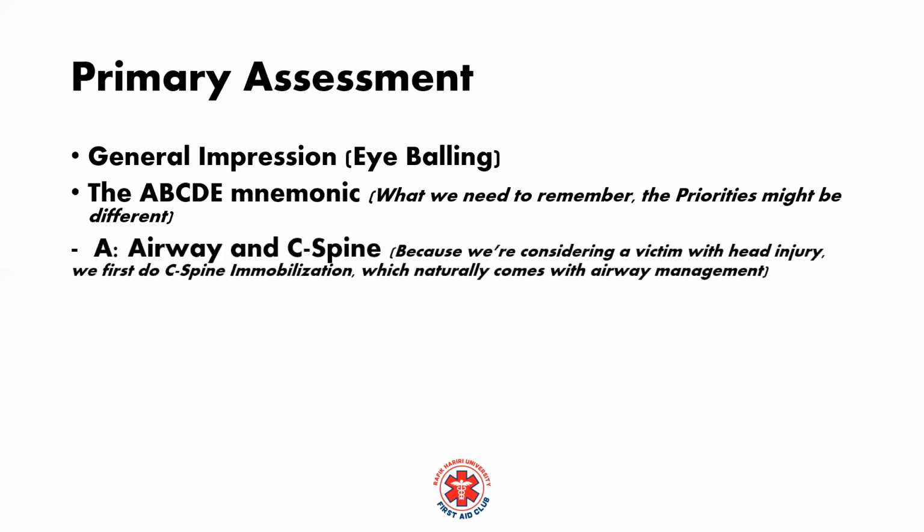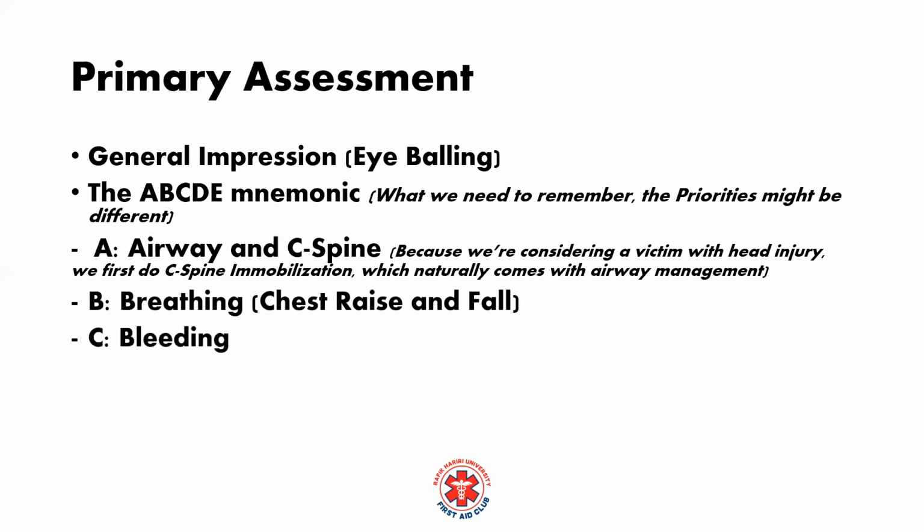A is for airway and C-spine, because when we consider any patient with a head injury, the first thing we have to do is spinal immobilization, which we call MIAS or MILS, which naturally comes with some sort of airway management. B for breathing, chest rise and fall. Bleeding, which is part of circulation.